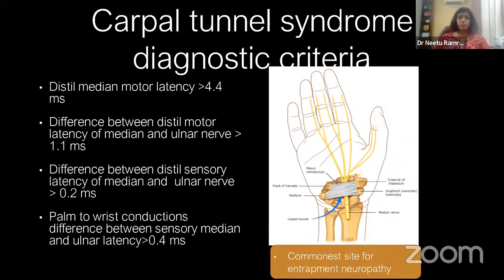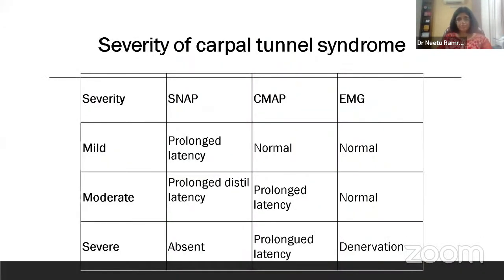The distal median motor latency more than 4.5. The difference between distal motor latency of median and ulnar more than 1.1 milliseconds. Difference between distal sensory latency of median and ulnar more than 0.2 milliseconds. And palm to wrist conduction difference between sensory median and ulnar latency more than 0.4 milliseconds. So in combination, they are quite reliable.